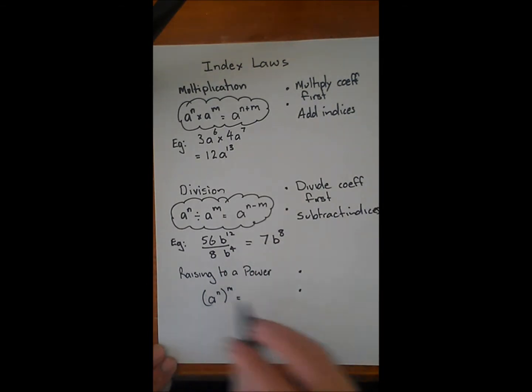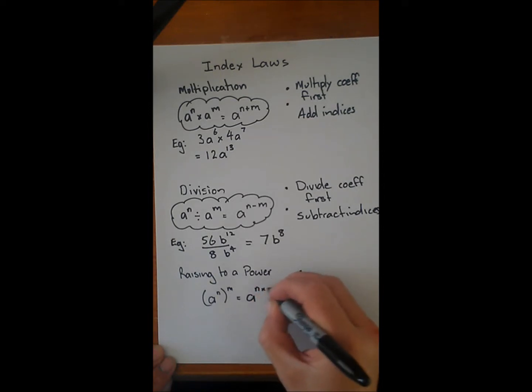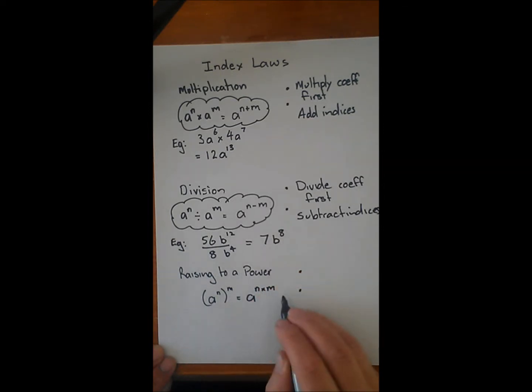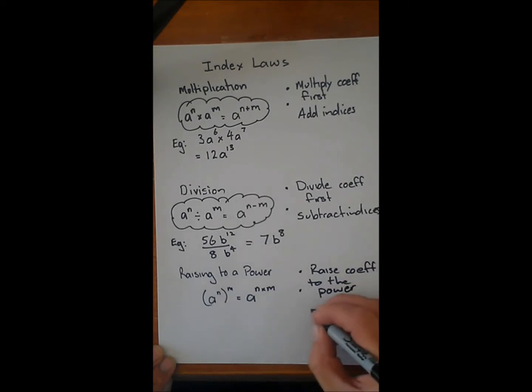Now, raising to a power. Hopefully you've got a rule for this one from last time, and you would have noticed that what you end up doing is multiplying the two powers together. So you get a to the n times m. So again, you want to raise any coefficients to powers as well. So you want to look for those coefficients, and then you want to multiply the indices.